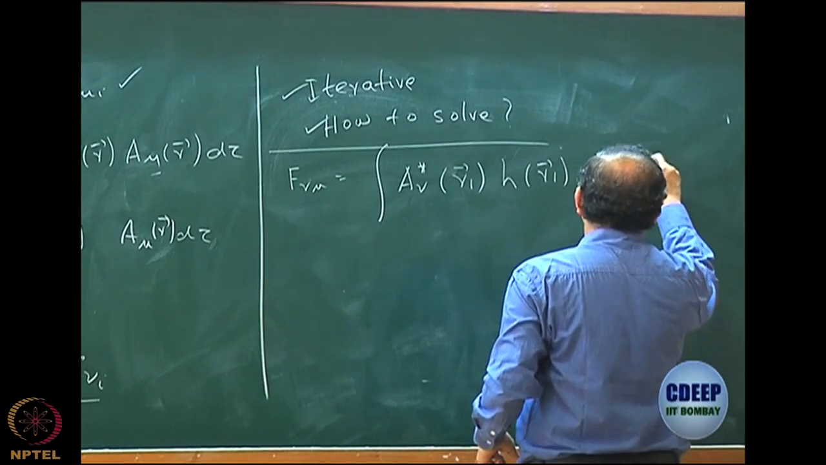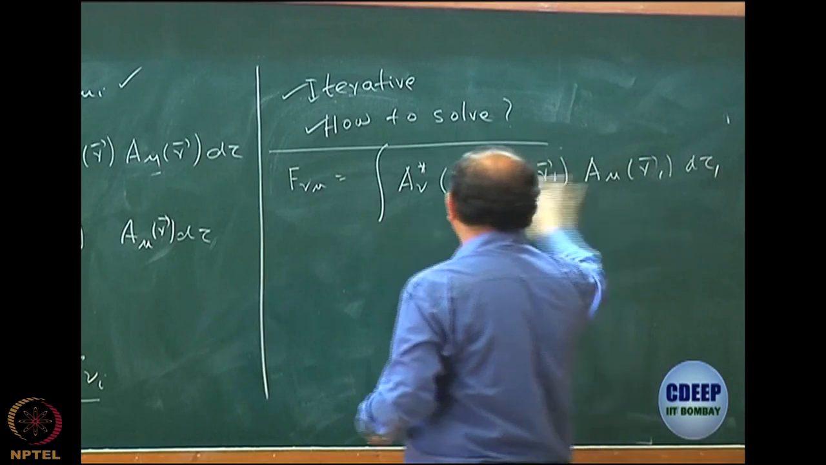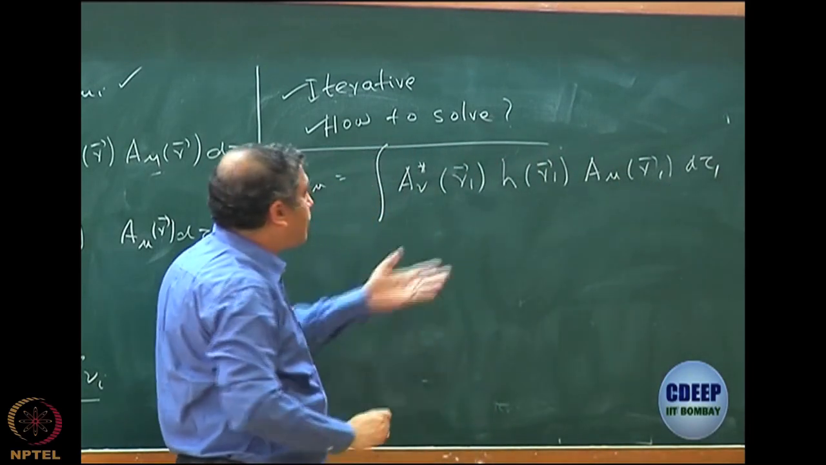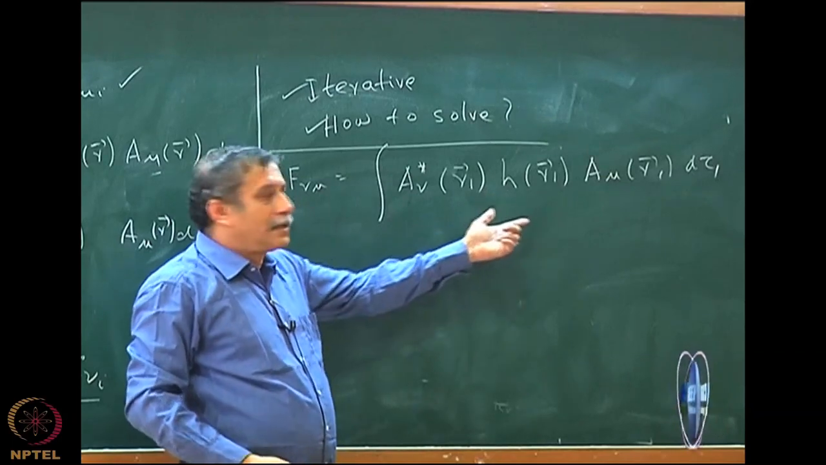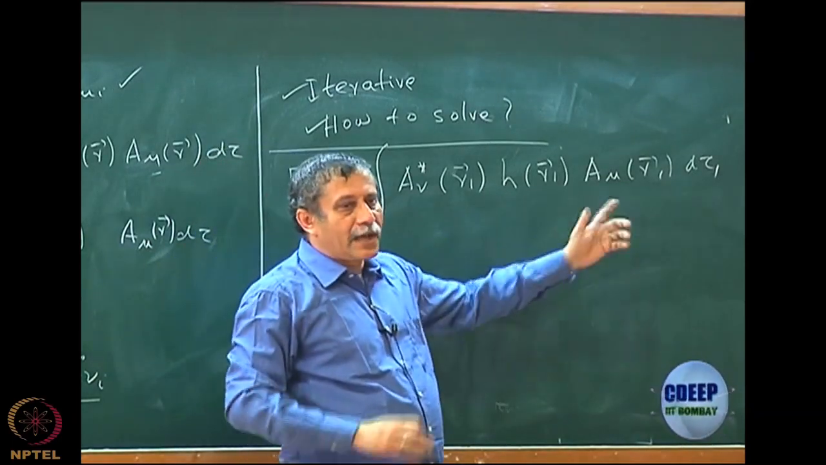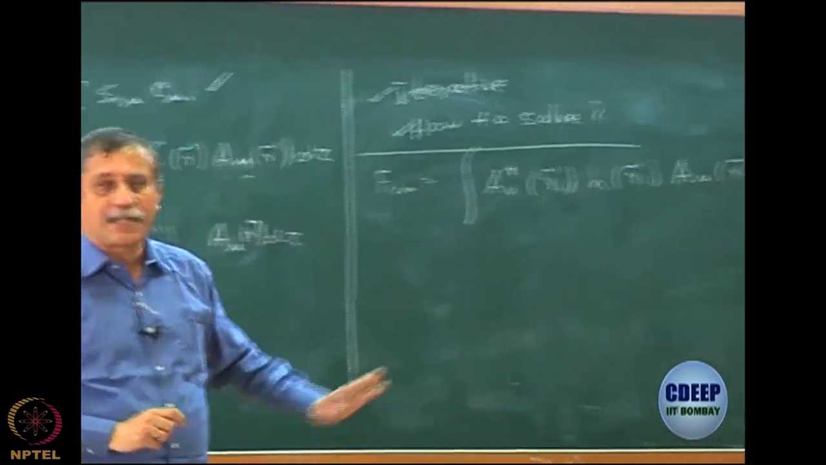So A mu R1 d tau 1. That is the first term. Now note that this can be trivially integrated because I know the operator H of R1. These are my known basis functions, so I can integrate. Whichever integration may be mathematically complex, this is doable.